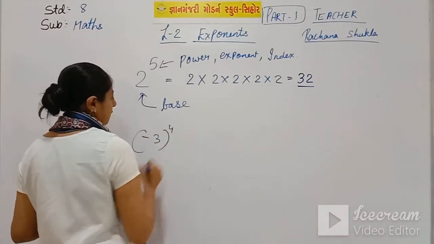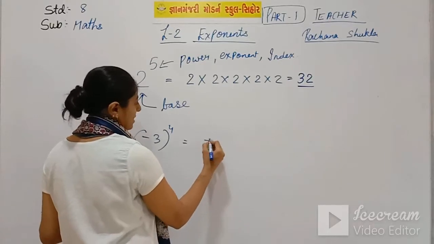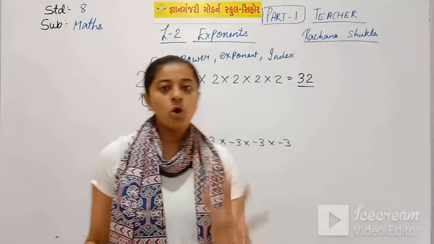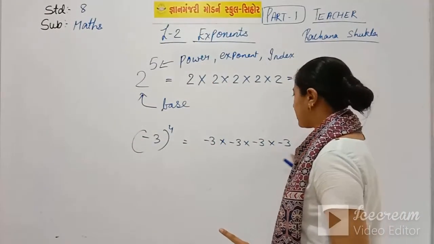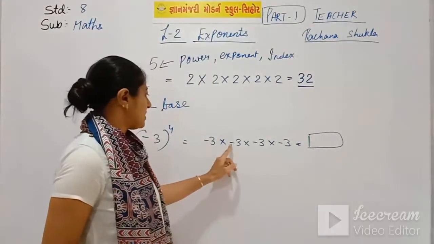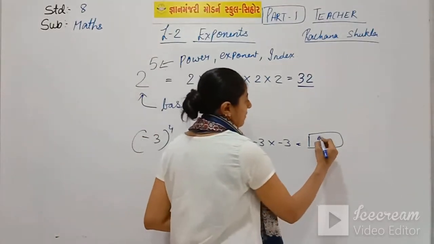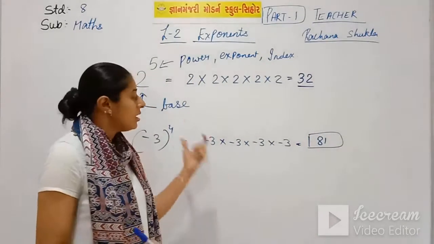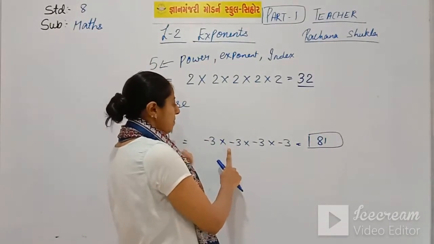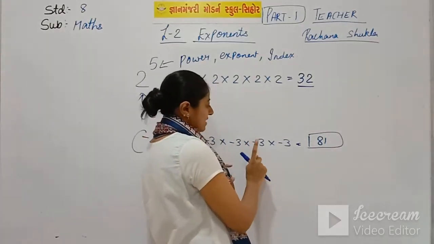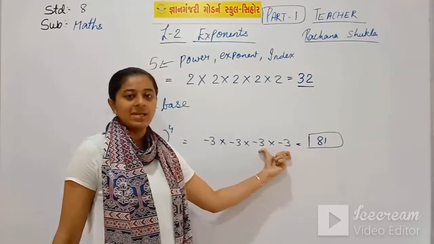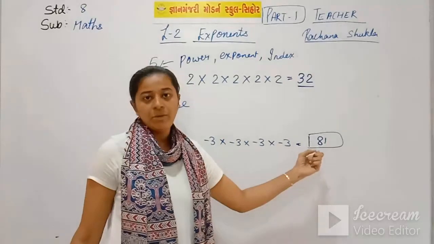Minus 3 raised to 4. So you can elaborate this as minus 3 into minus 3 into minus 3 into minus 3. 4 times you have to multiply minus 3 and note down your answer. 3 3s are 9, 3 3s are 9, 9 9s are 81. Your answer will be 81 but plus 81. How plus 81? Minus minus plus. Again plus minus minus, minus minus plus. It is 4 times minus, so your answer will be positive 81.